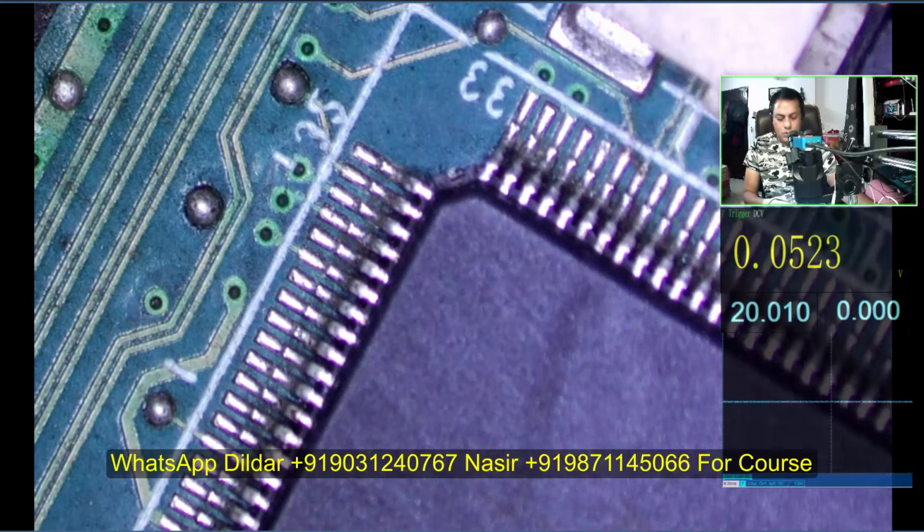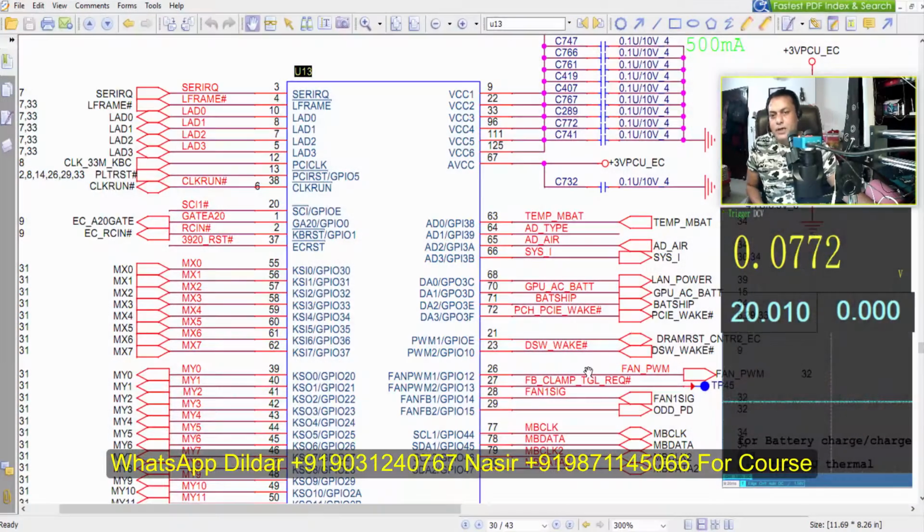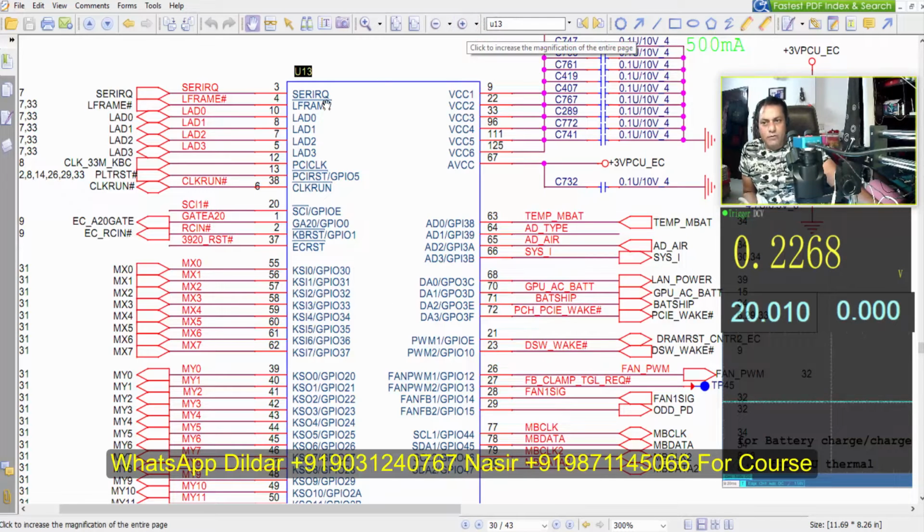So what is the source of the problem? There are two ways I will tell you to solve these types of problems. One, you just cut off this area and just pull up from anywhere to the pin number 37, and the board will be okay. Or you go and find out the root cause of the problem.